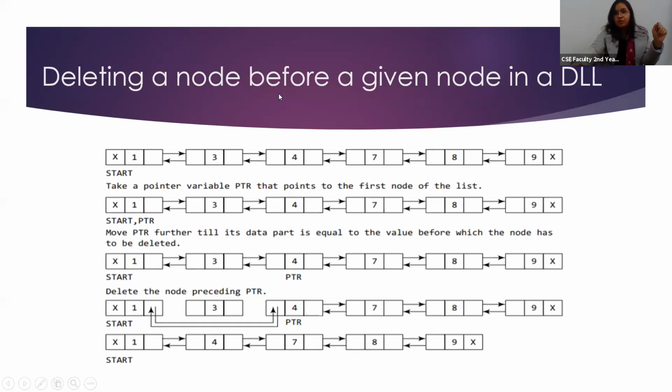Next case is deleting a node before a given node in a doubly linked list. Okay. So suppose this is the doubly linked list already given, and we want to delete the node which is before this node containing 4. So they have taken one pointer, and using a loop, they have taken the pointer to this node. Okay. And then they have done these 2 joinings. Again the same thing.